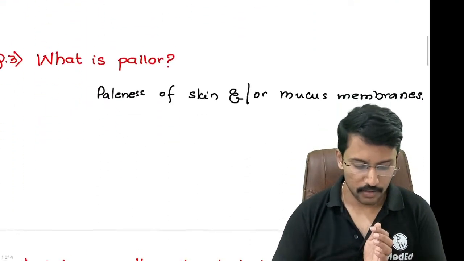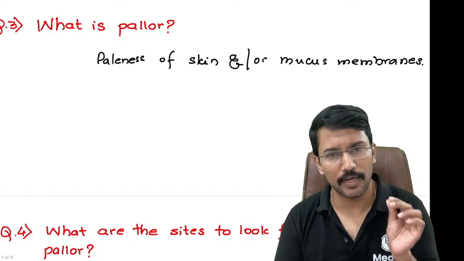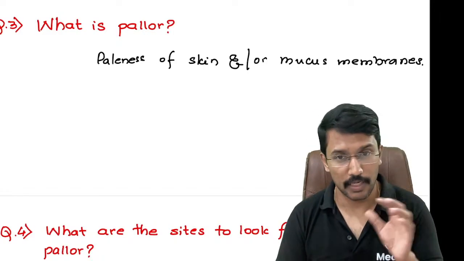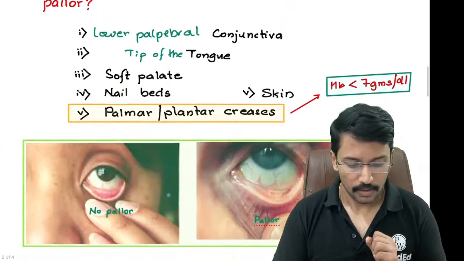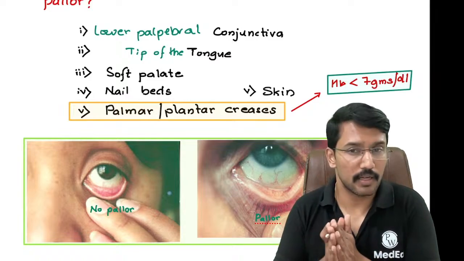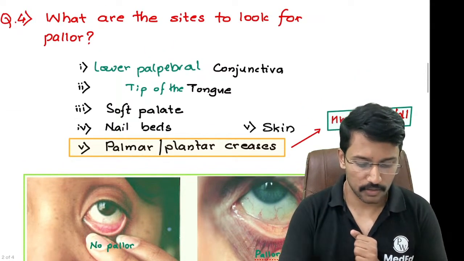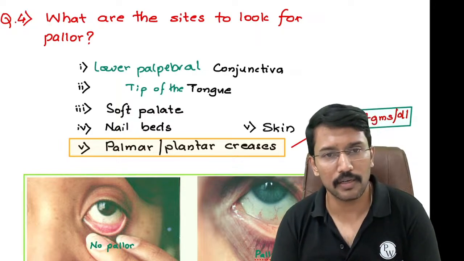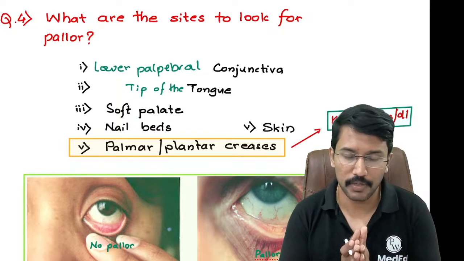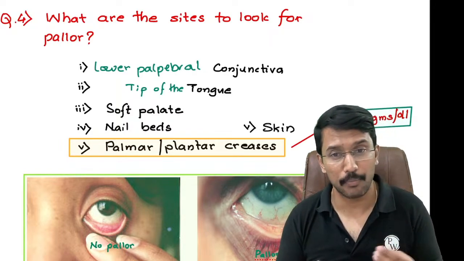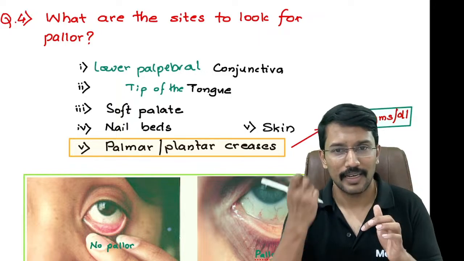Okay, and then we learned what pallor refers to. Pallor refers to paleness of skin or mucous membranes, and whenever you see that, it means the patient may be having anemia. Pallor is not equal to anemia. The most common site for looking for pallor is going to be the lower palpebral conjunctiva. Other than that, we can also look at the tip of the tongue, soft palate, and nail beds.